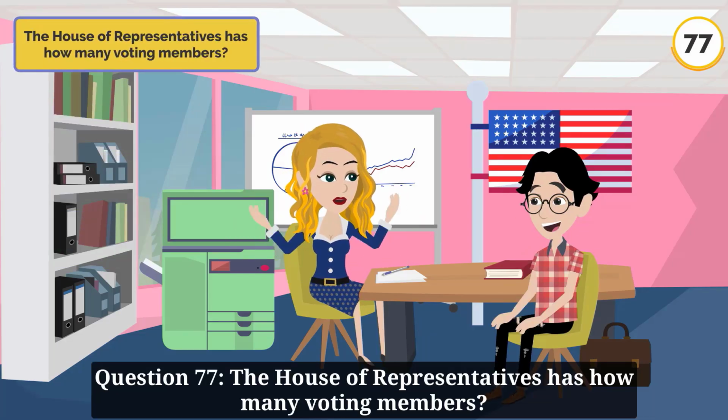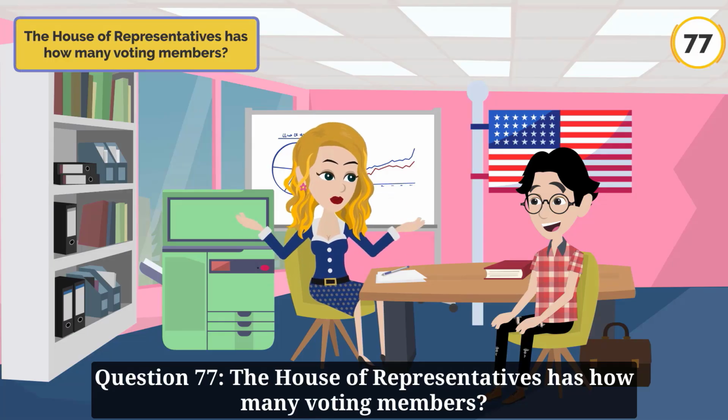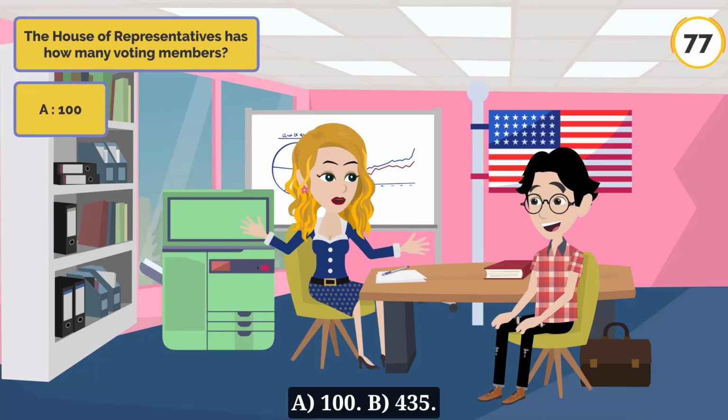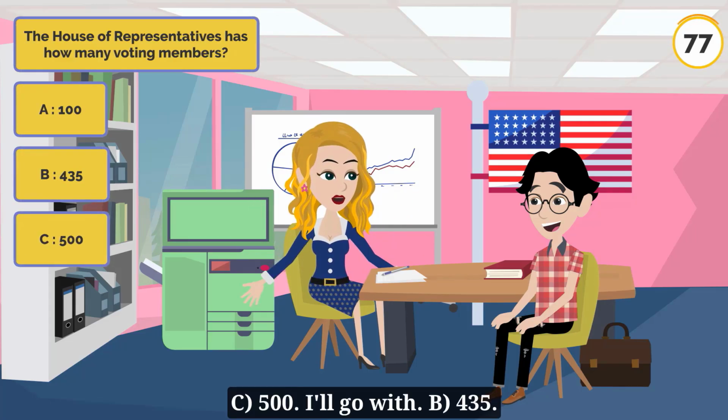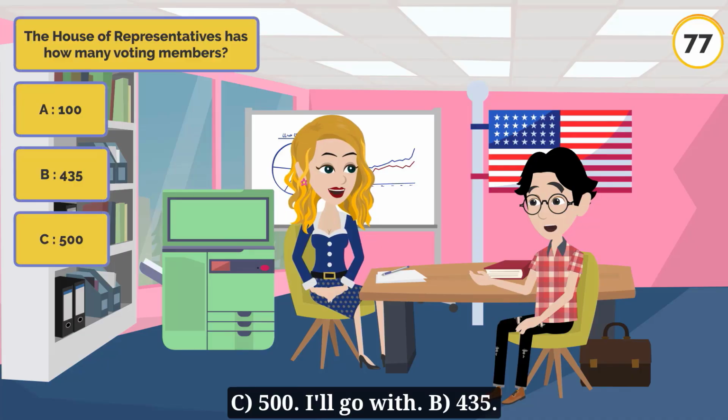Question 77. The House of Representatives has how many voting members? A. 100. B. 435. C. 500. I'll go with B. 435.